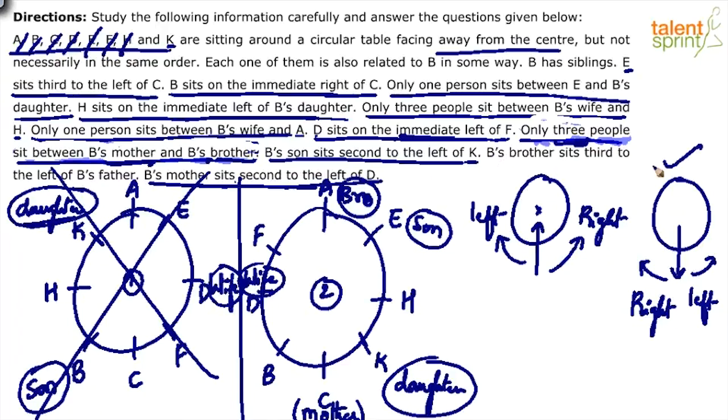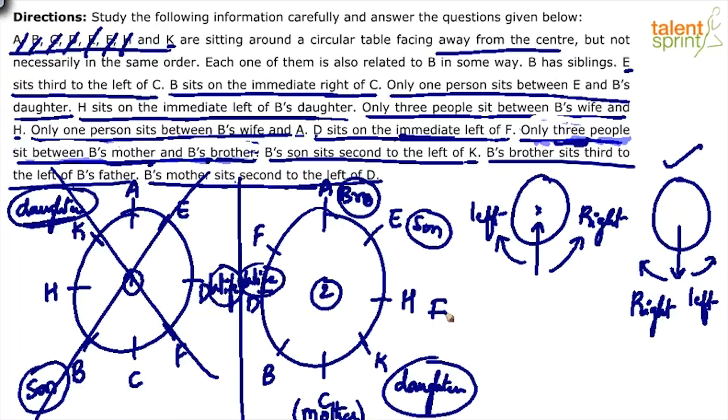B's brother sits third to the left of B's father. Look at this now. Brother is third to the left of father. So obviously out of H and F, one of them is father. Who is the father? Who do you think should be the father? H should be the father.